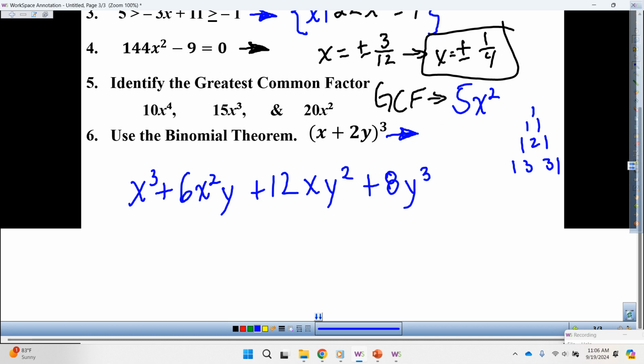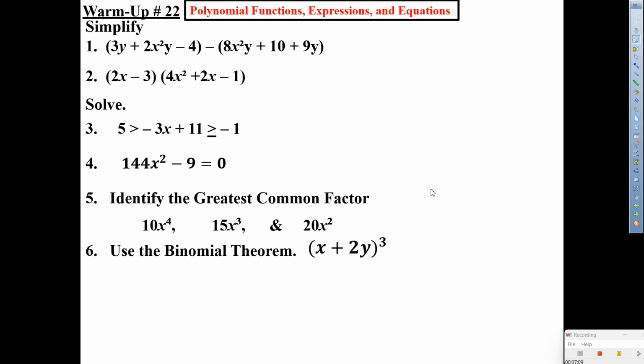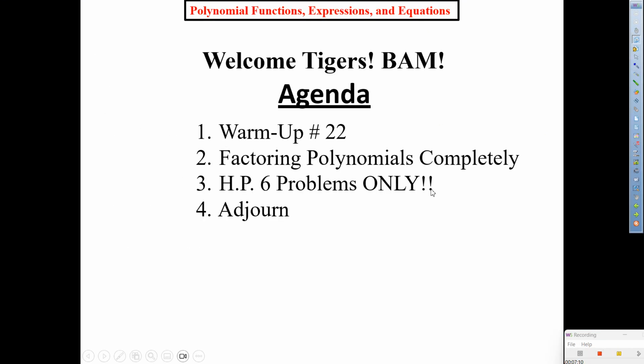All right, copy the agenda, please. Today we're going to go a little bit, just adding more to what we did yesterday, so make sure you keep up. Get a Cornell note ready as soon as you can. Warm-up number 22 we just finished, factoring polynomials completely. Today I'm only giving you 6 problems for home play.